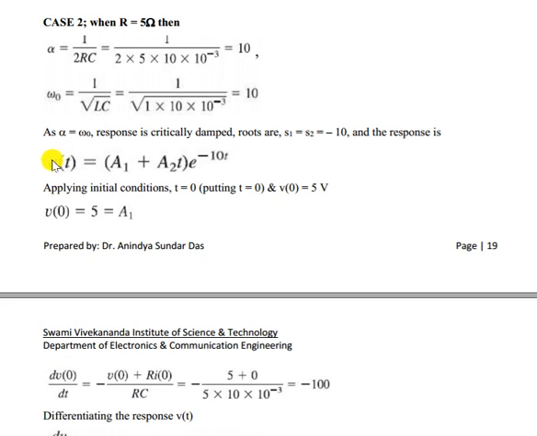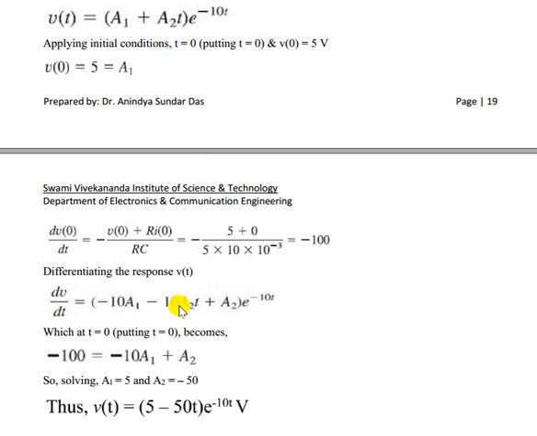Then we have to differentiate this particular v(t) equation after putting the value of the roots. So dv/dt is nothing but the differentiation of this. This is a1 e to the power minus 10t, so minus 10a1 e to the power minus 10t, and then we have a2 t e to the minus 10t. If you differentiate, we get this expression.